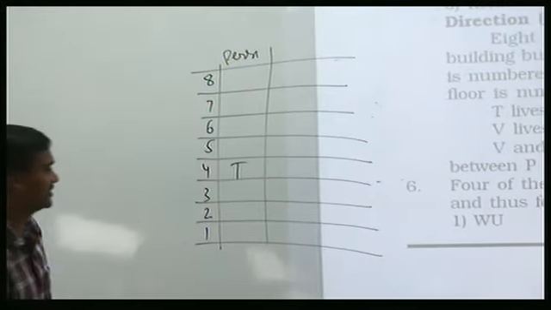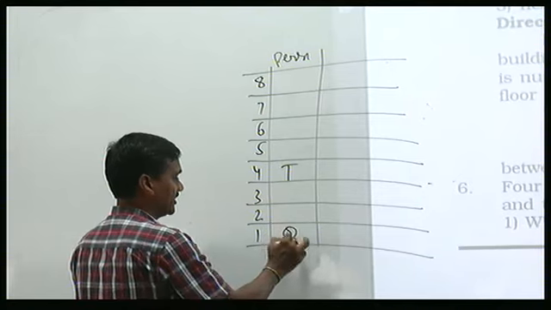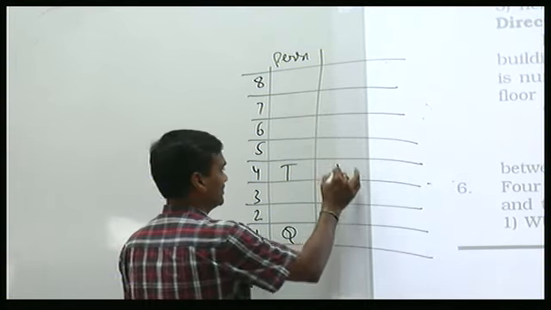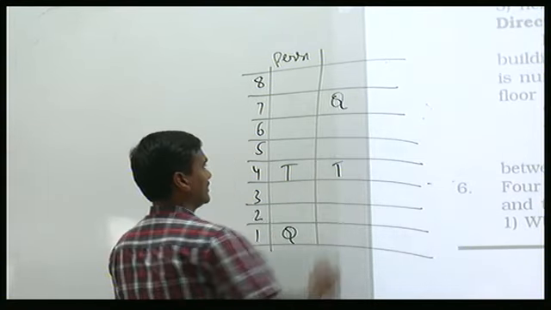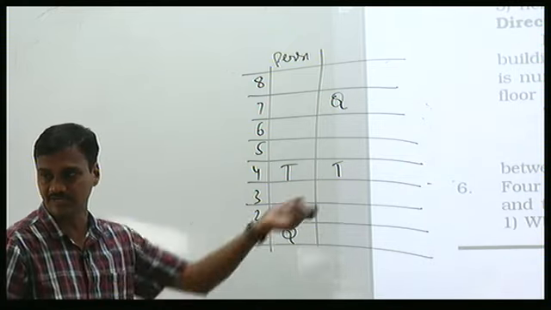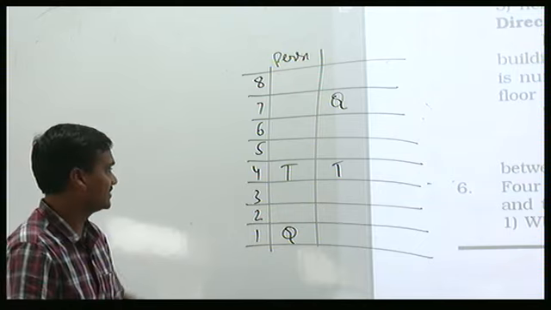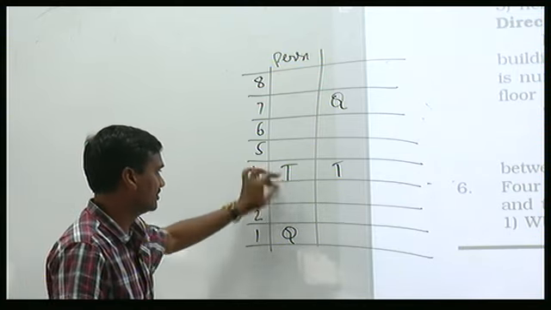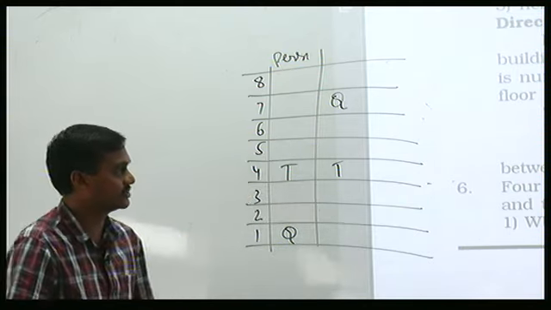Only 2 people in between T and Q. Q can be either here, then what is the other possibility? Q can be either here. As there are 2 possibilities, we are working out simultaneously because the information is very less. Hence, T at the 4th floor, 2 in between T and Q.